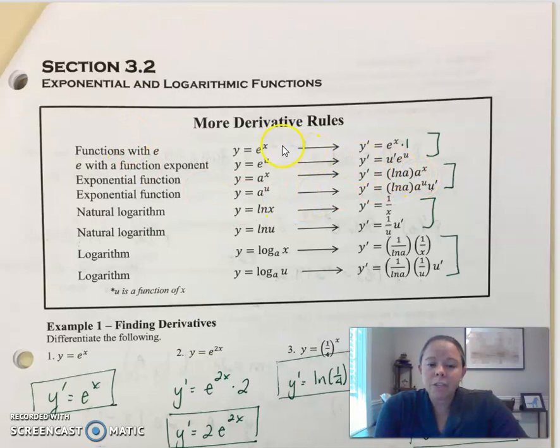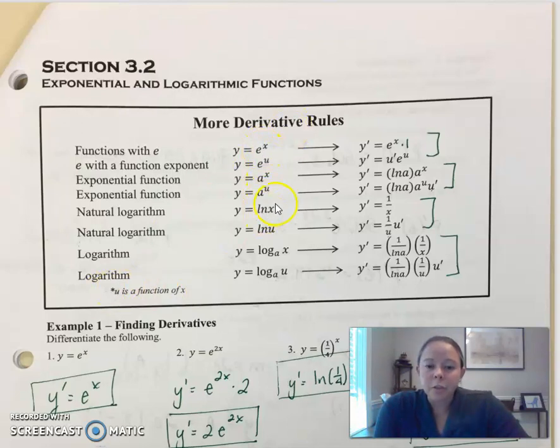So I'm going to convince you that there's really only two. Even though it looks like a lot of new ones, there's really only two. So you'll notice e to the x, e to the u, a to the x, a to the u, all of those are pretty much the same thing. They're a number raised to a variable. U represents a function other than just x. So it could be 2x or x squared minus 3. But u is a function in terms of x.